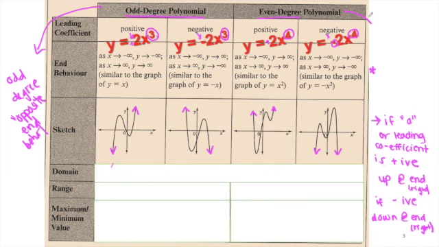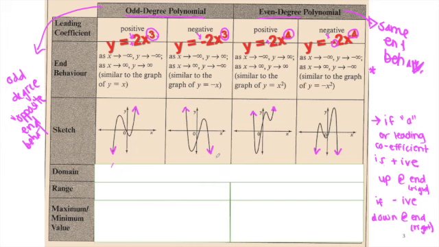But for even degree, you have the same end behaviors, meaning that you're both going to point up because it's positive, or both your end behaviors are going to point down because your leading coefficient is negative.